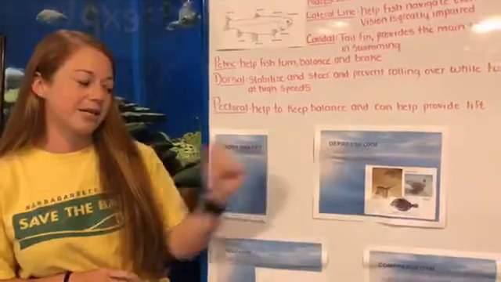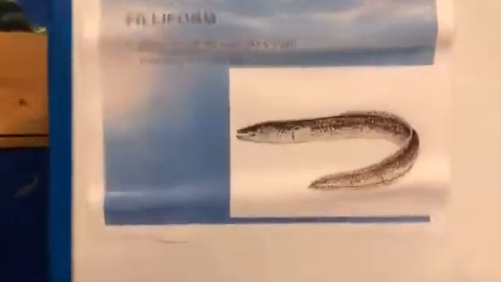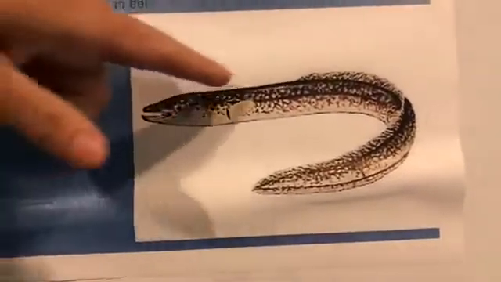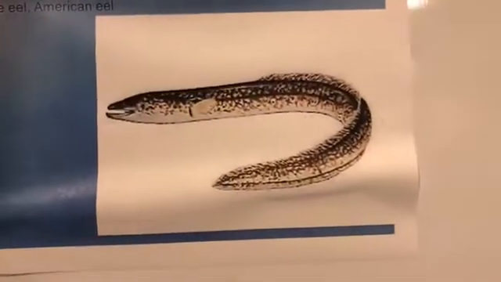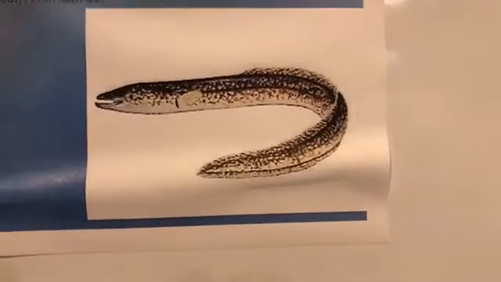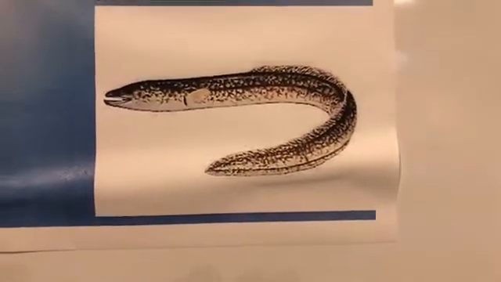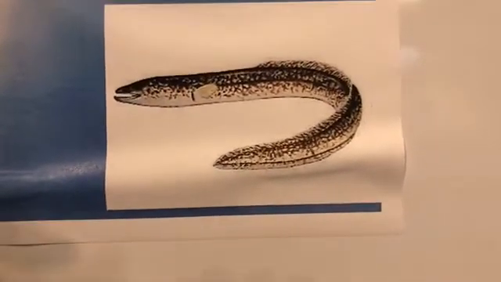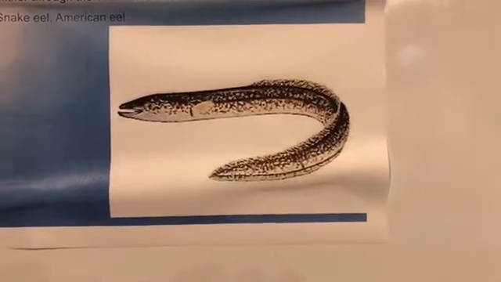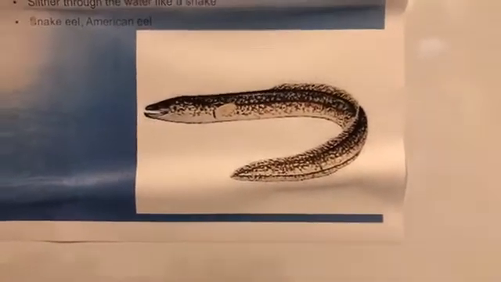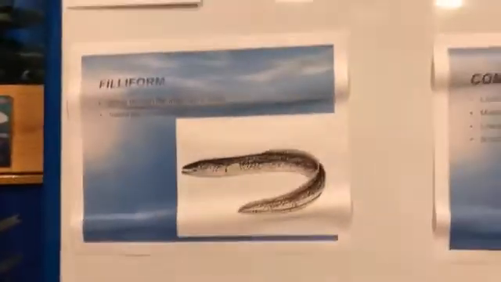So that's our depressiform. Our next one is our filiform, and you can see that they're long and they kind of look like a snake. They slither through the water like a snake, and a good example of ones that we have in the bay would be our eels. So we have our depressiform and our filiform so far.